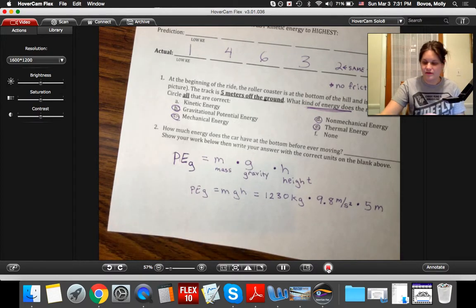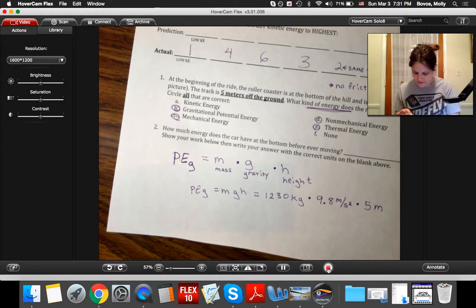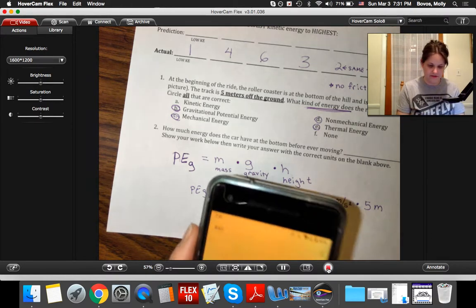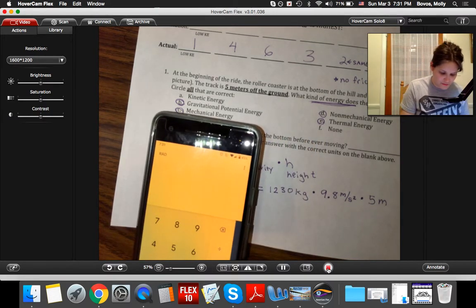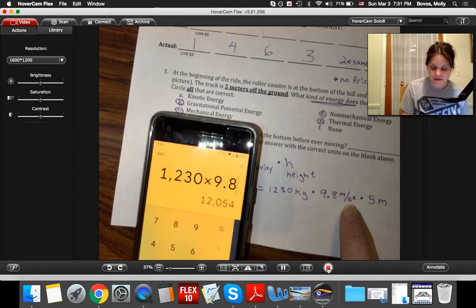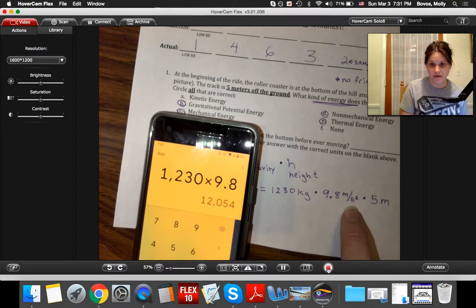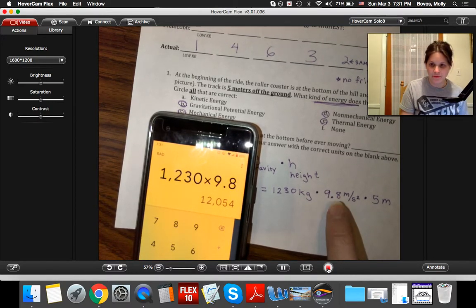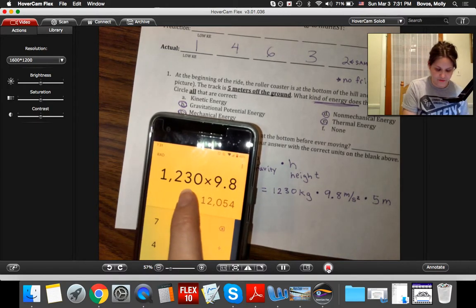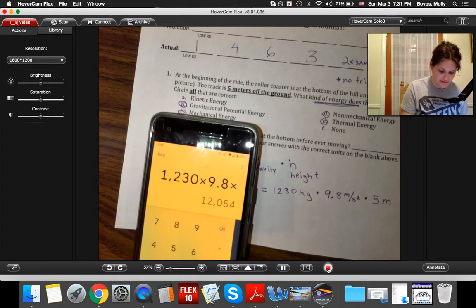All right, so now we just need to do a little math. I didn't have my calculator with me, so I am going to use my very fancy cellular device. Let's do 1230 times 9.8. Notice the squared is part of the unit. The seconds are what is squared. We don't have to square this number. When I was grading tests, I noticed that a lot of people were squaring the 9.8. You don't need to do that. So just 1230 times 9.8 times 5.